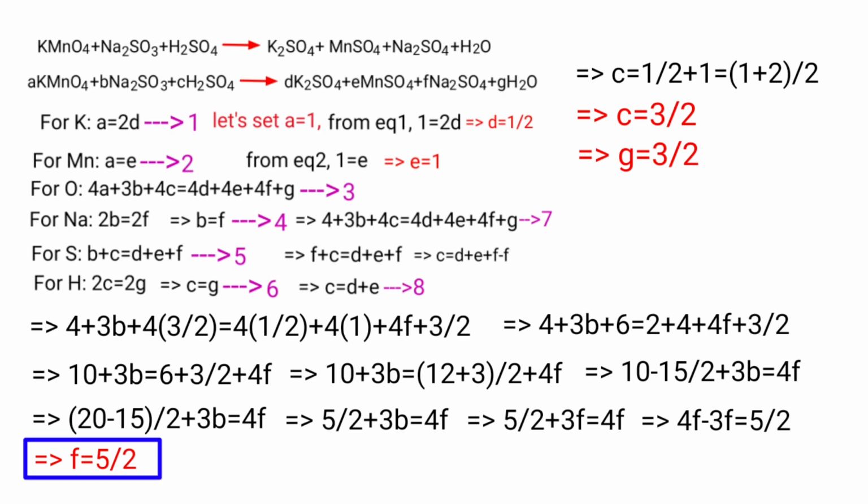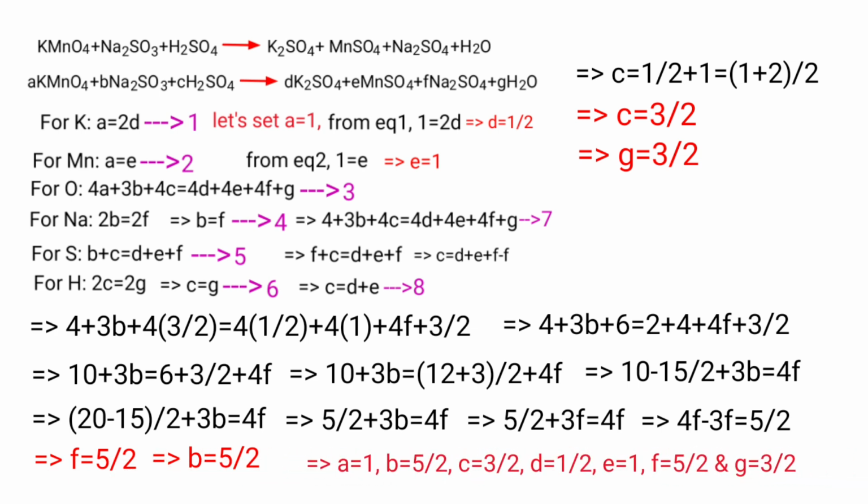Now you can apply the F value in equation 4. So B is equal to 5 by 2. So A is equal to 1, B is equal to 5 by 2, C is equal to 3 by 2, D is equal to 1 by 2, E is equal to 1, F is equal to 5 by 2 and G is equal to 3 by 2.